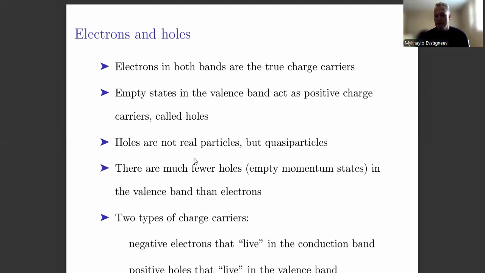So something similar happens with the empty states in the valence band, empty momentum states in the valence band. You can treat them as particles, and because those particles are not real, they exist only inside the material, they are called quasi-particles. Quasi means not really a particle, but something like a particle-like object. So in semiconductors, we have two types of charge carriers: negative electrons that live in the conduction band and positive holes that exist in the valence band.